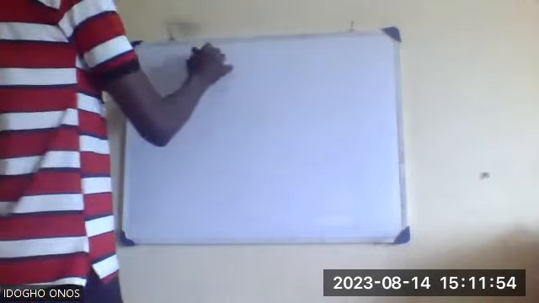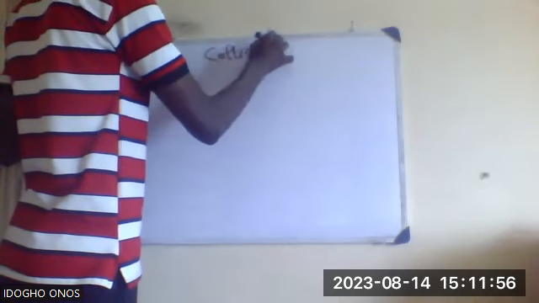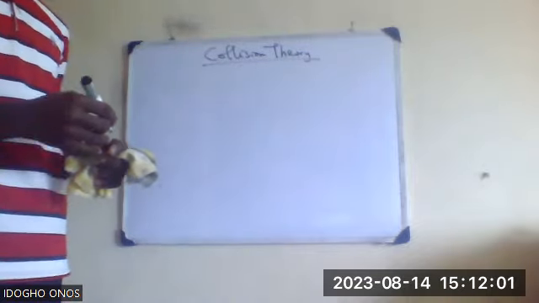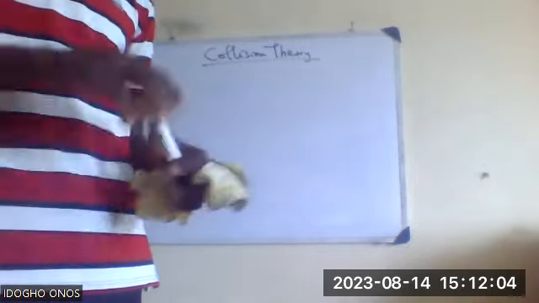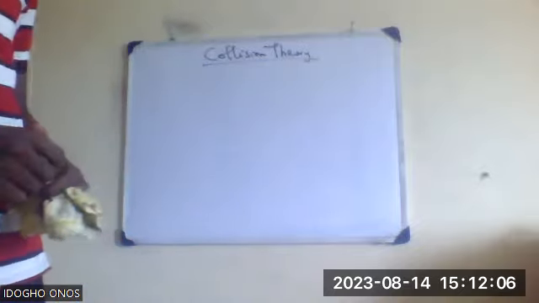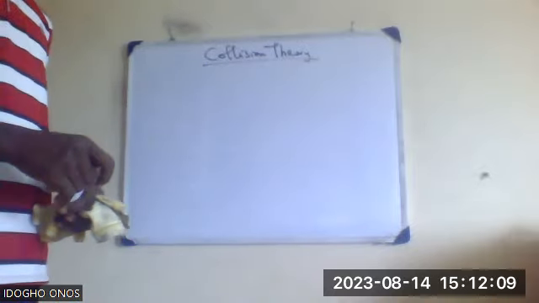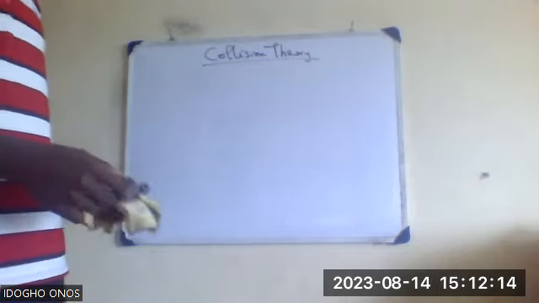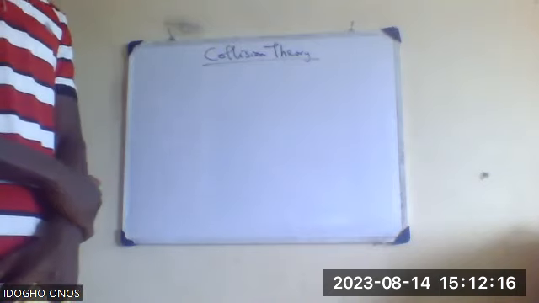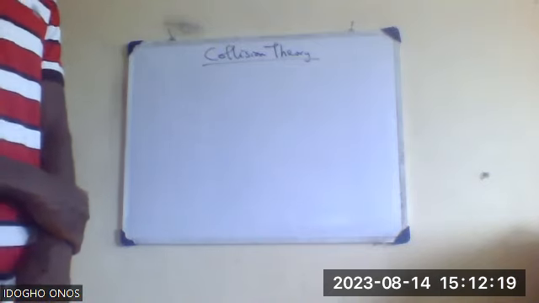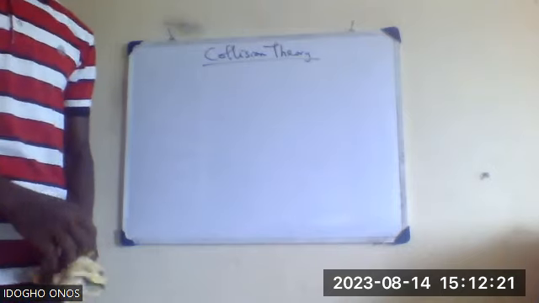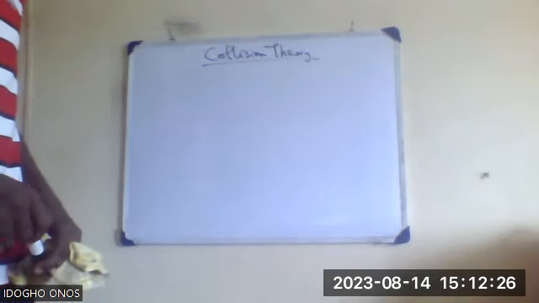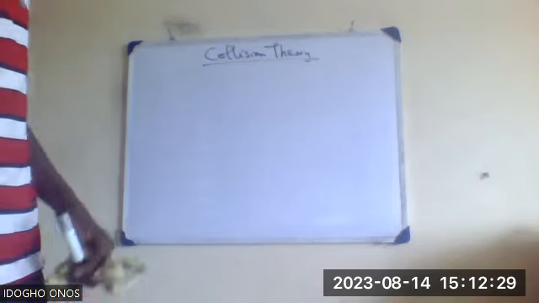Okay, so collision theory. This theory states that for every chemical reaction to occur, there must be effective collision. Underline that word, effective. The theory states that for every chemical reaction to occur, there must be effective collision between the reacting particles. Are you with me?